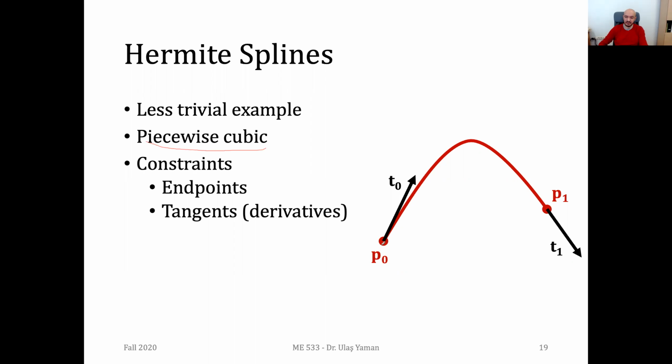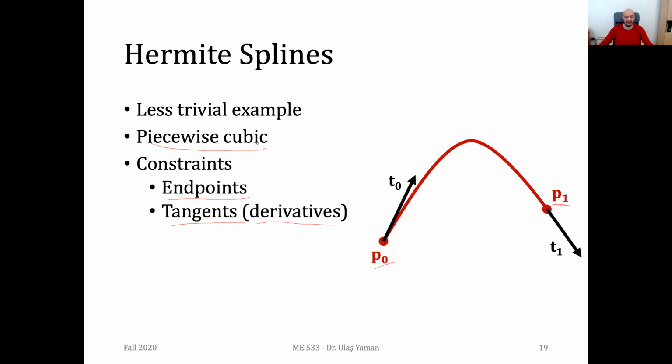This is our starting point, and this is our end point, P0 and P1. In order to define this cubic spline, in addition to P0 and P1, we need to have some tangent vectors. You can also consider them as derivatives, but these are the constraints you should give. Otherwise, you cannot draw a piecewise cubic spline. These are the requirements, and these should be given.